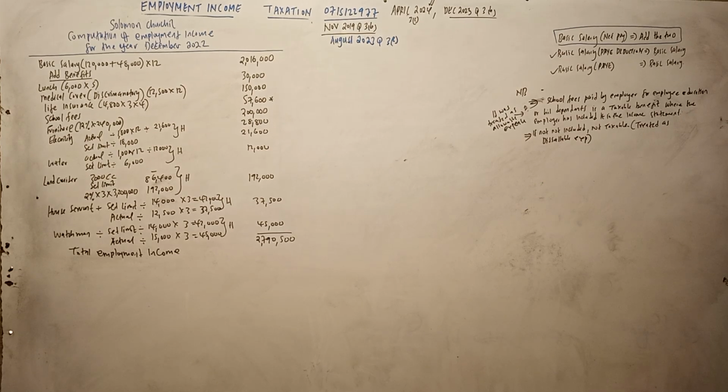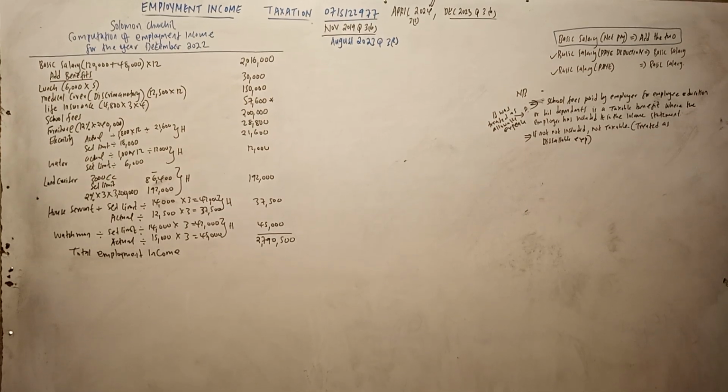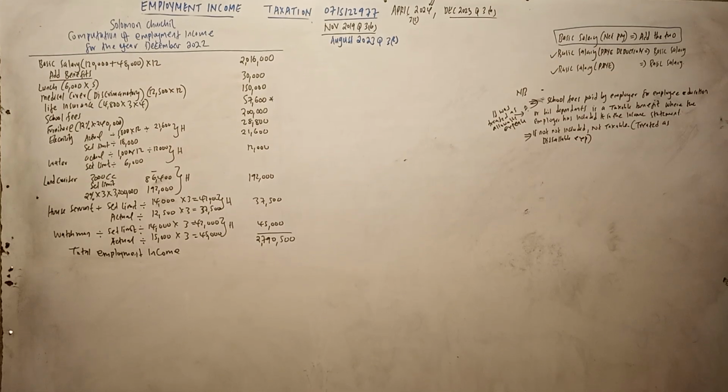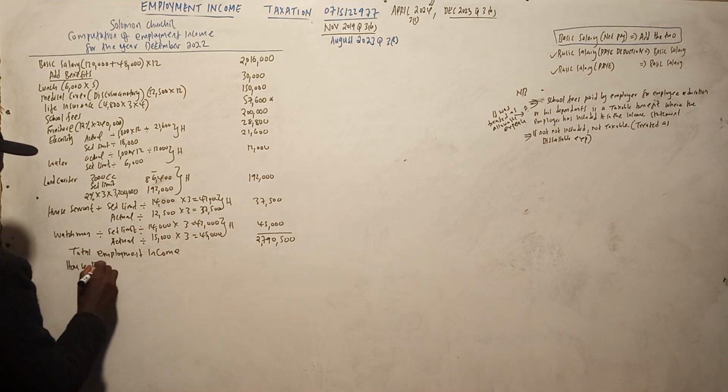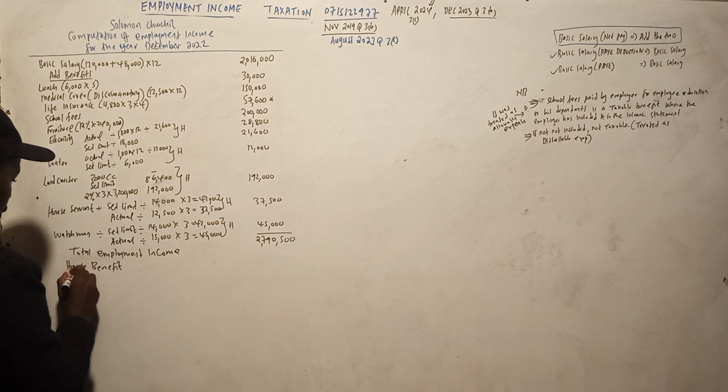So this is a continuation of lesson 3. We call it lesson 4, but remember it's a continuation of the other lesson. So we were talking about the employment income. Now we are supposed to consider the house benefit. We are supposed to add the house benefit.